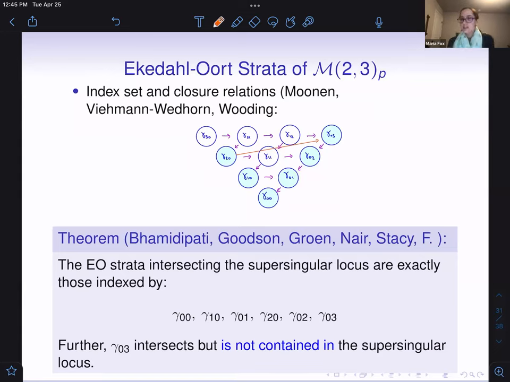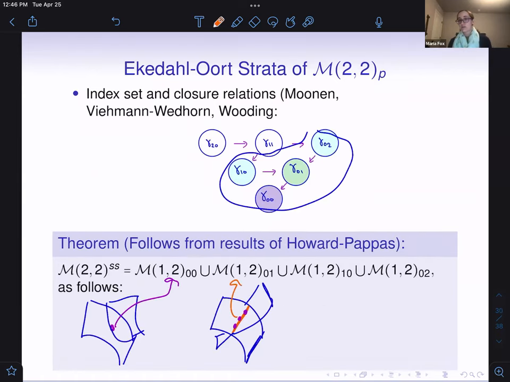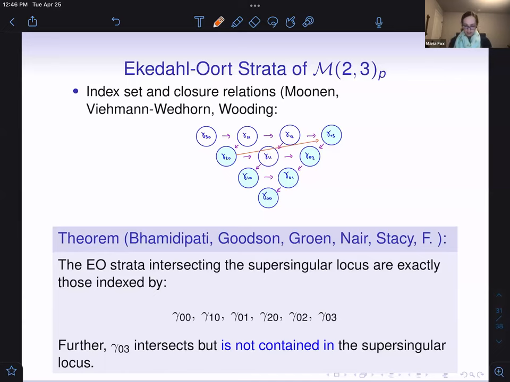In all previous cases, whenever an Ekedahl-Oort stratum touches the supersingular locus, it's always completely contained in it. We're not saying the supersingular locus is the union of these strata. We're saying these are the only strata that intersect the supersingular locus. So these are the ones we would want to consider if we're trying to get some similar geometric explanation. So it's these 1, 2, 3, 4, 5, 6 strata. And one of them has an interesting property we didn't see before. This stratum, which we describe sort of concretely what the group scheme is corresponding to this, will intersect but is not contained in the supersingular locus.